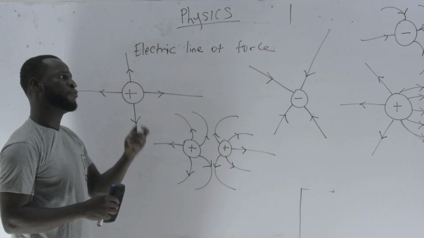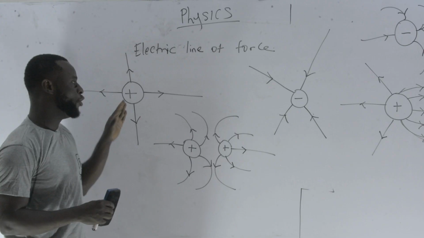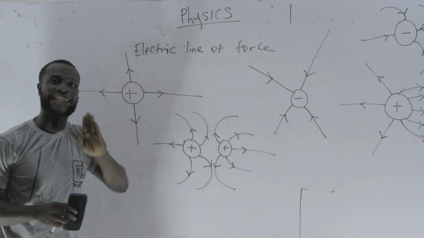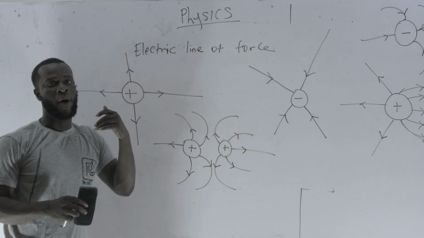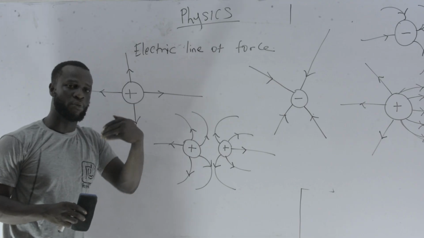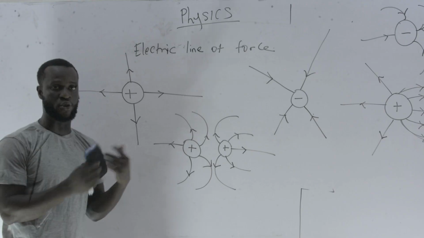You should know that if I were to have a charge, I would not be seeing all of these lines. Like I said, they are imaginary lines. They show the direction along which a free positive charge will move if placed in an electric field or placed close to a charge.